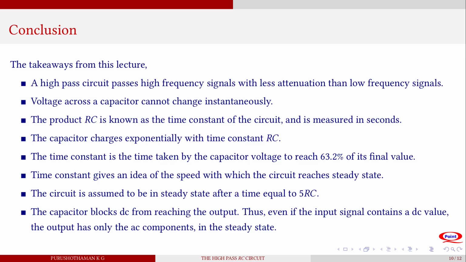You can see the blocking application of capacitors in amplifiers. Similarly, this is used for coupling one stage of an amplifier to the other. We call it capacitive coupling. Again, we are using the same property. The DC is blocked.